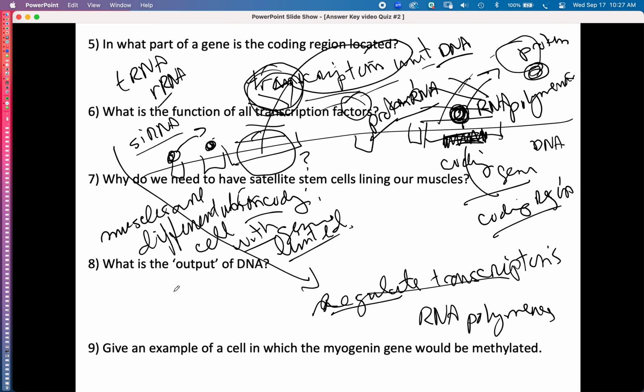And what is the output of DNA? And the answer is RNA. So it's not proteins. The output is RNA, and I drew that out here. We have coding and non-coding genes in every case. Every gene is a transcription unit because that is the output. So it's just going to transcribe RNA, and in some genes, it goes on to code for a protein. And so a protein is a secondary output of DNA.